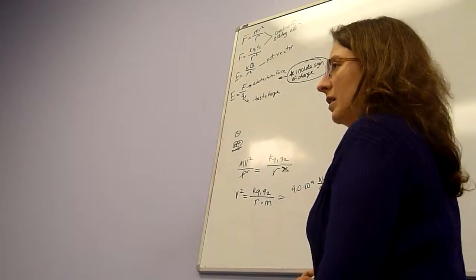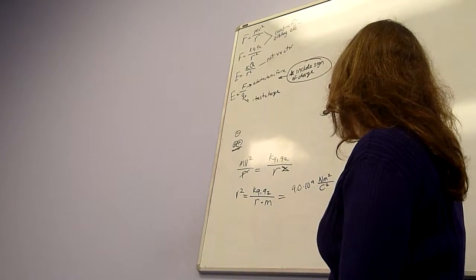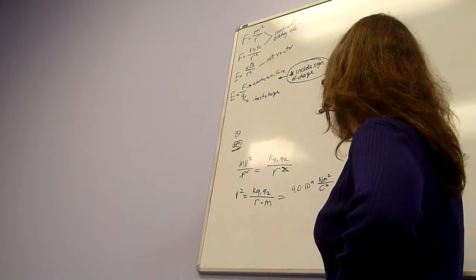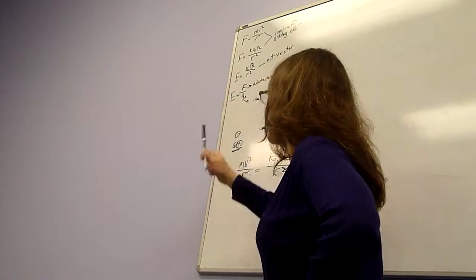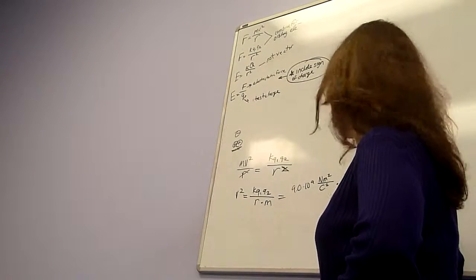What's a helium nucleus? Two protons. So my negative charge would be 1.6 times 10 to the negative 19, because I have 1 electron, but I have 2 protons. So what's my net charge in the nucleus? Would you just double it? Double it.